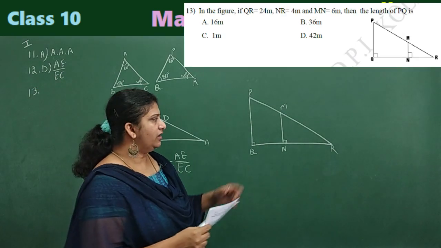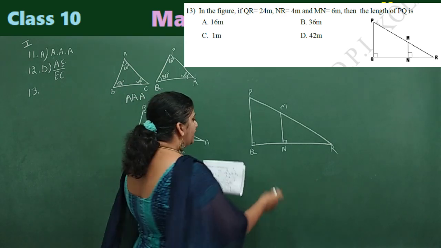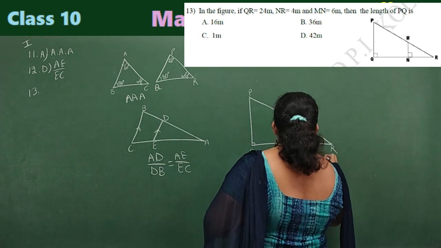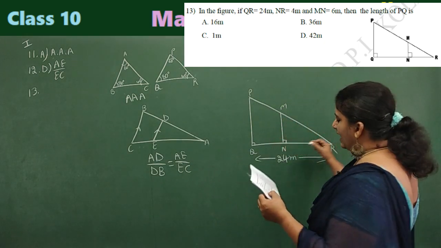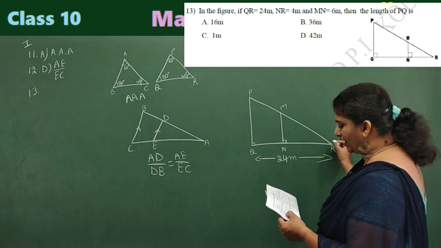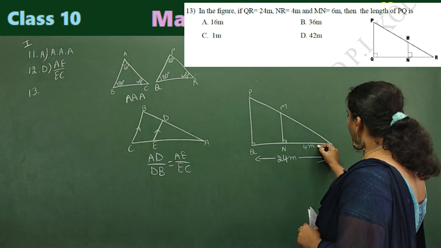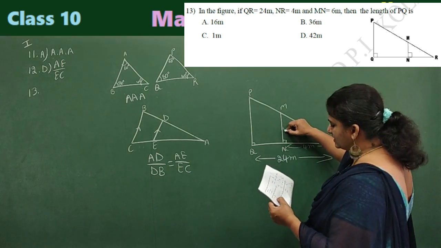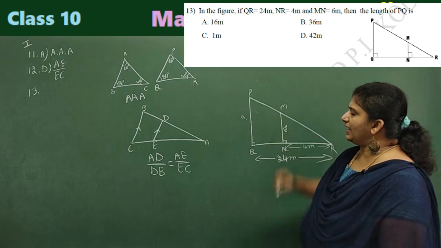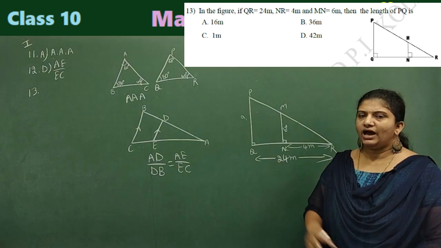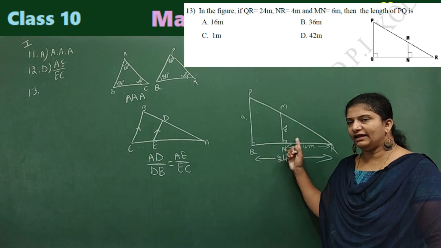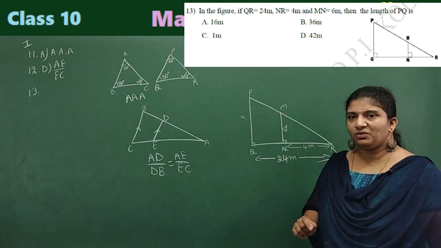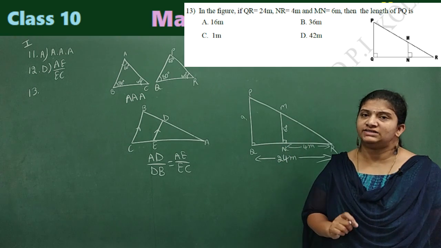Okay. 13th one. In the figure, if QR is equal to 24 meters, NR, from here to here, is 4 meters, and MN is equal to 6 meters, then find the length of PQ. Observe here, right angle, common angle. Then what can you say, the remaining angles are equal. Therefore, the two triangles are similar.